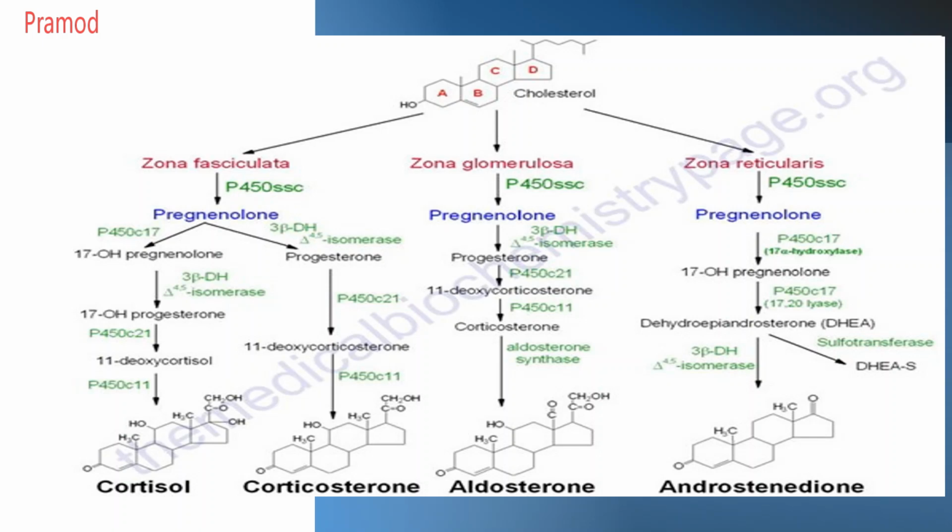Next is zona reticularis, which is responsible for synthesis of androstenedione. Androstenedione is the precursor for synthesis of all your steroidal hormones, that is testosterone, dihydrotestosterone, and estradiol. So these are the three zones which are responsible for synthesis of different types of steroids and hormones.